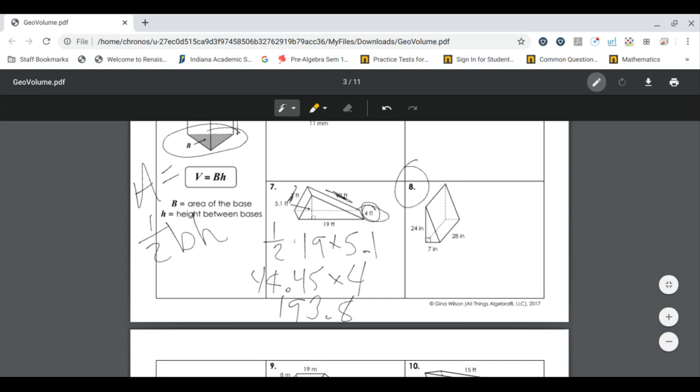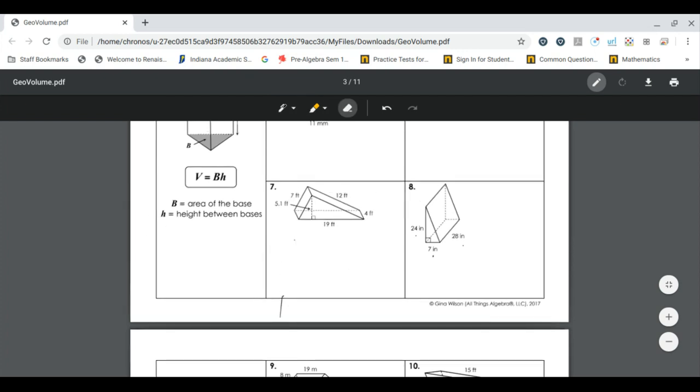If you look at number 8, that one's an awesome one to figure out. They only give you 3 measurements, so you're going to take 24 times 7 and take half of that because that's your triangle base, and then multiply that answer by 28. Let's go ahead and move on here. Let me erase this. Was there anything else up top?